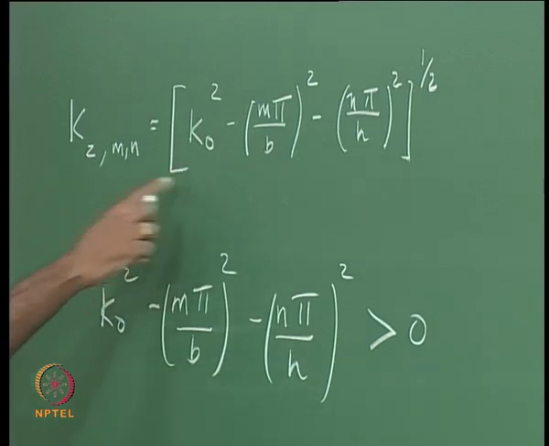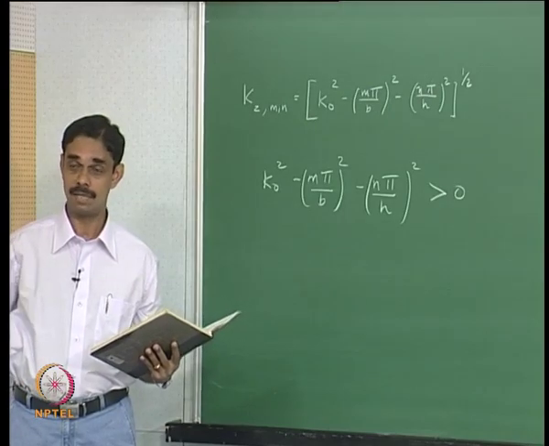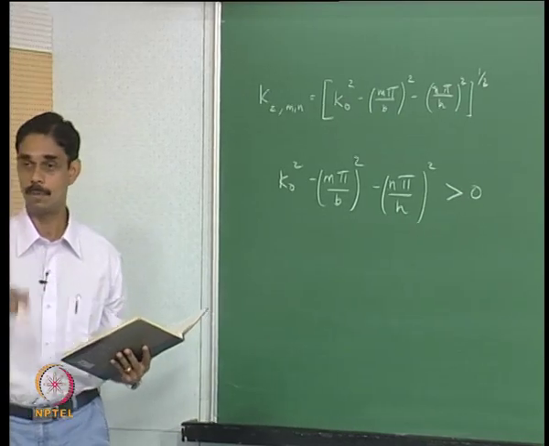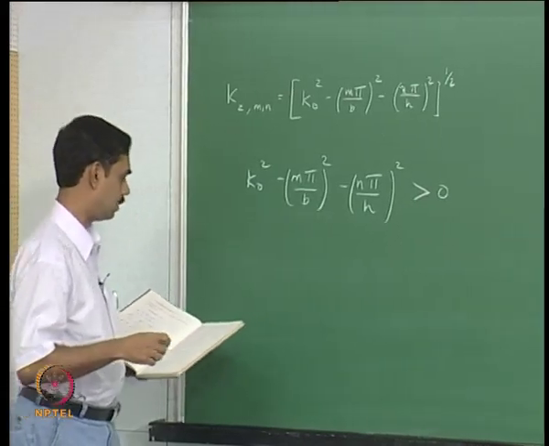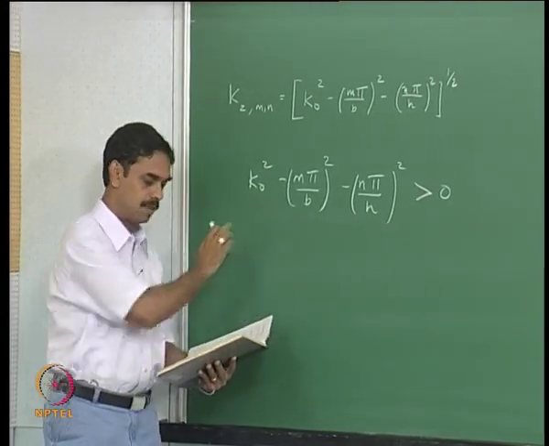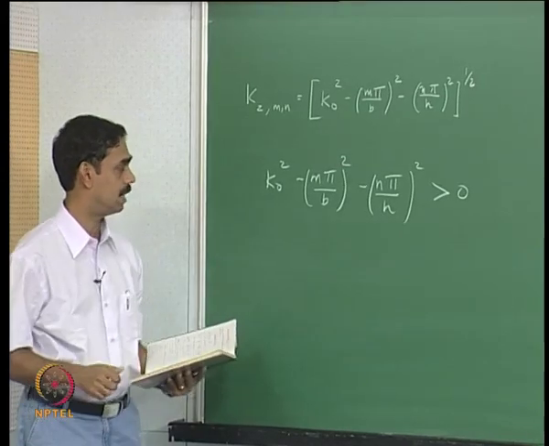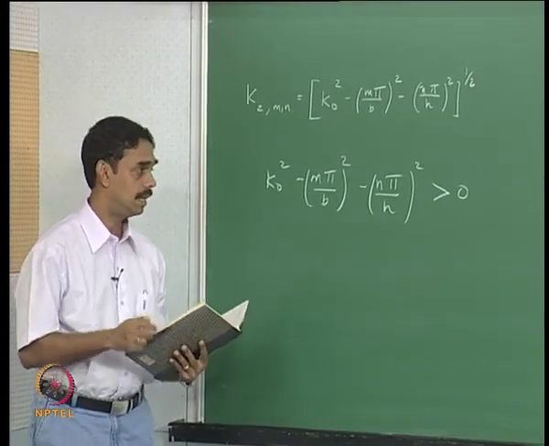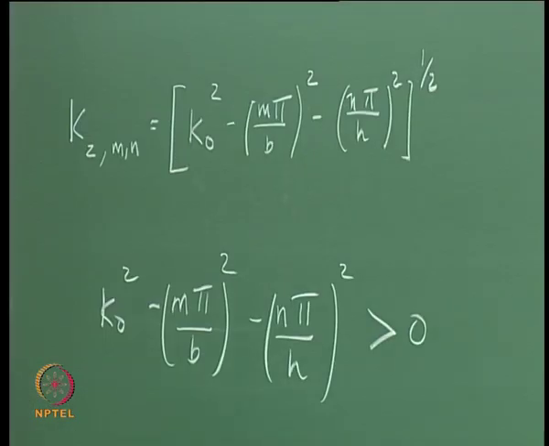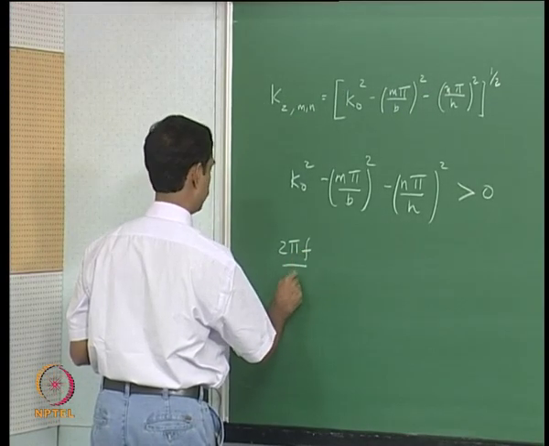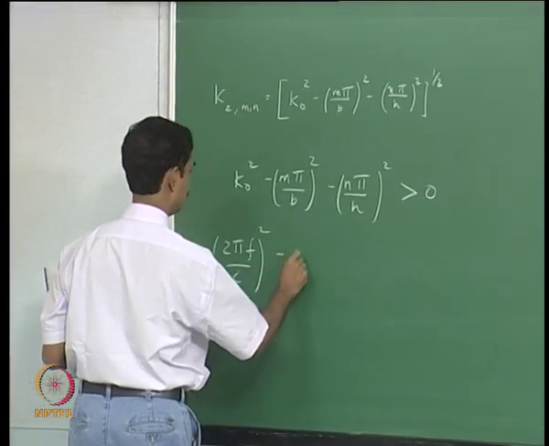Now if this quantity becomes imaginary, then you would not get that kind of form, because i times i. So if you think of this quantity as imaginary, let us say i alpha, then e power i times i alpha will become e power minus alpha. So you do not get this propagating kind of solution, but you will get attenuated solutions. In other words, any mode will propagate only if this condition is true, that is k0 squared minus (m pi over b) squared minus (n pi over h) squared is greater than 0.